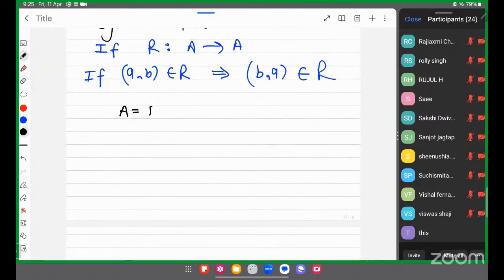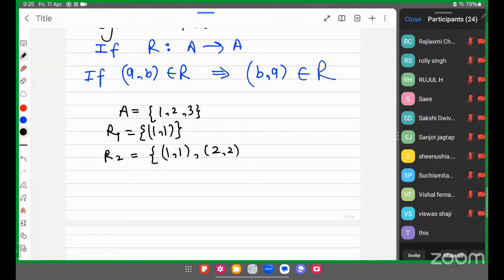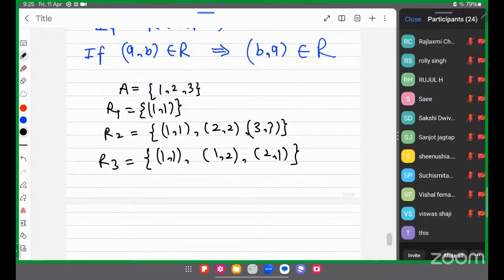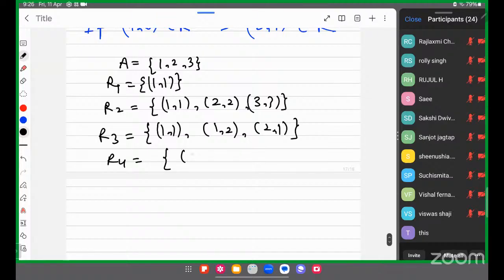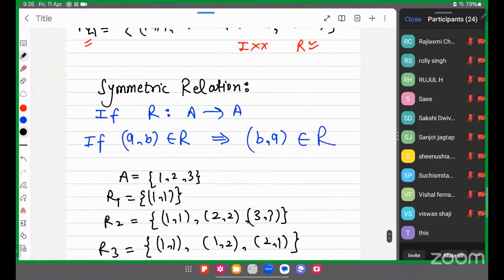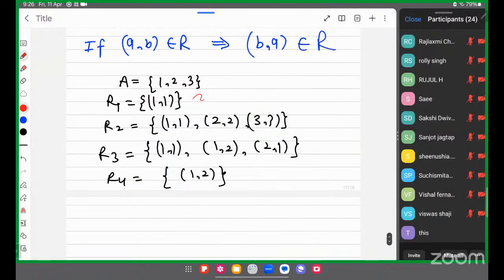A is {1, 2, 3}, and let me have relations: R1 is {(1, 1)}, R2 is {(1, 1), (2, 2), (3, 3)}, R3 is {(1, 1), (1, 2), (2, 1)}, and R4 is {(1, 2)}. Okay, what about relation R1? Is it identity? R1 is not identity.